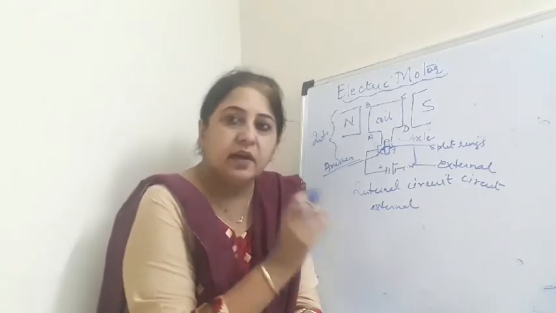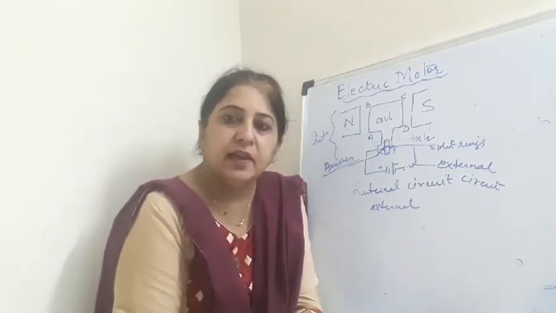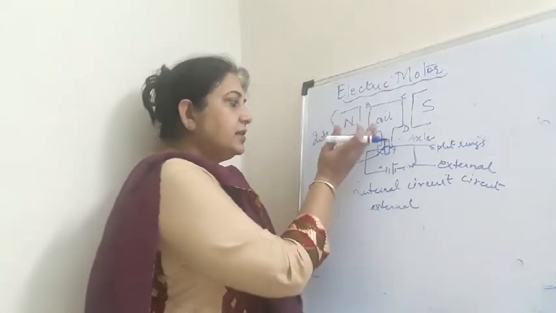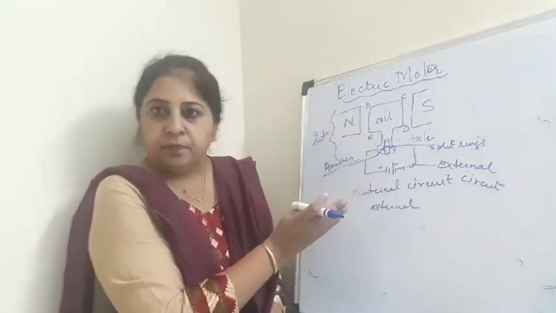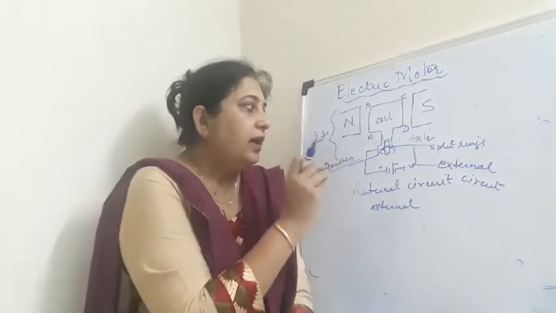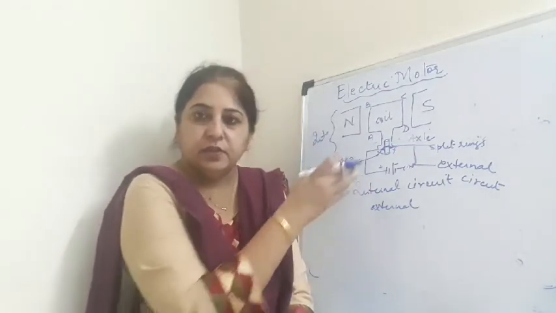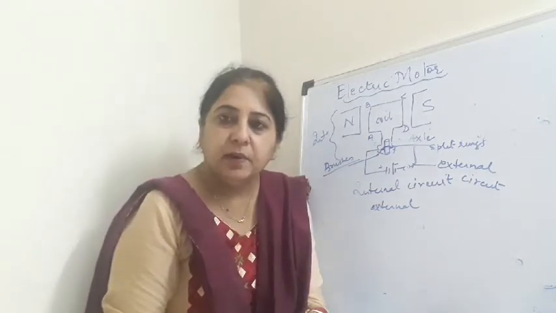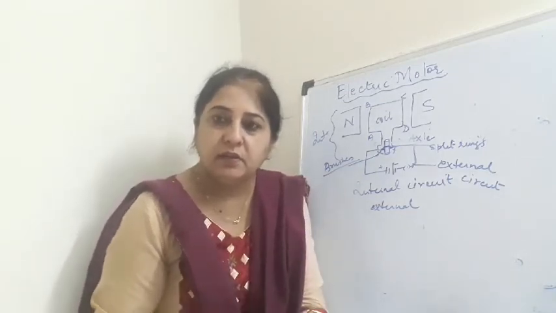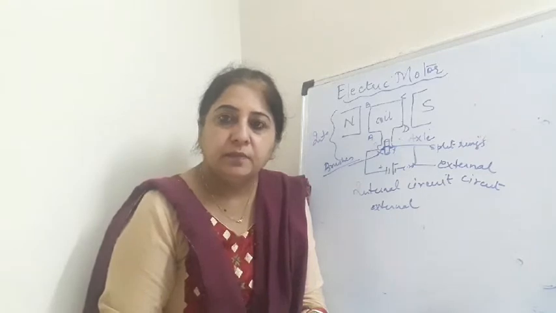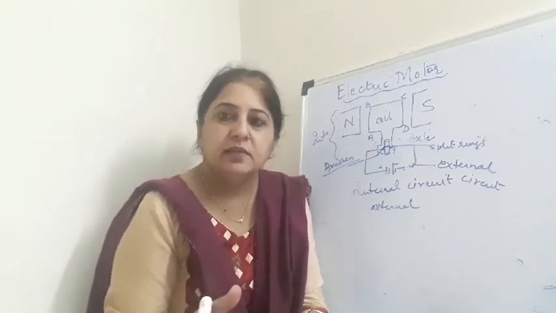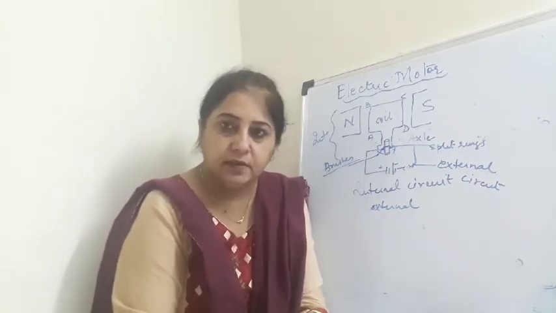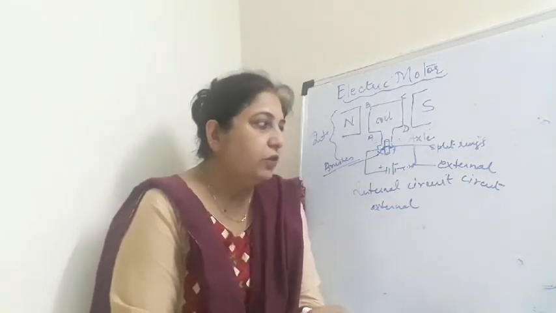Now brushes are neither a part of the internal circuit nor of the external circuit, because they actually connect the internal circuit to the external circuit. Did you get my point? X and Y are the brushes which are shown here in the diagram. You can check in the book also. They are neither a part of the internal nor of the external circuit; they are the connecting part of the internal as well as the external circuit. Clear? This is one thing I wanted to tell you.